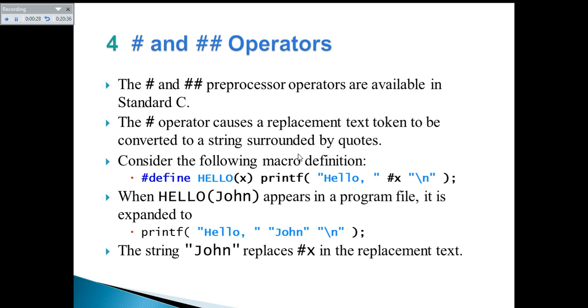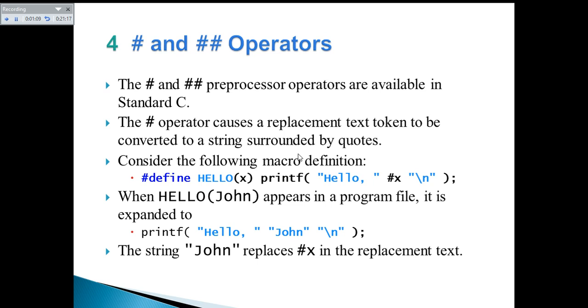Let's see. Consider the following macro definition: #define HELLO(x) printf("Hello, " #x "\n"). We can see how it works. When HELLO(John) appears in a program file, it is expanded to printf("Hello, " "John" "\n"). The string John replaces #x in the replacement text. So the replacement text is replaced with John. That is the purpose of this # operator.